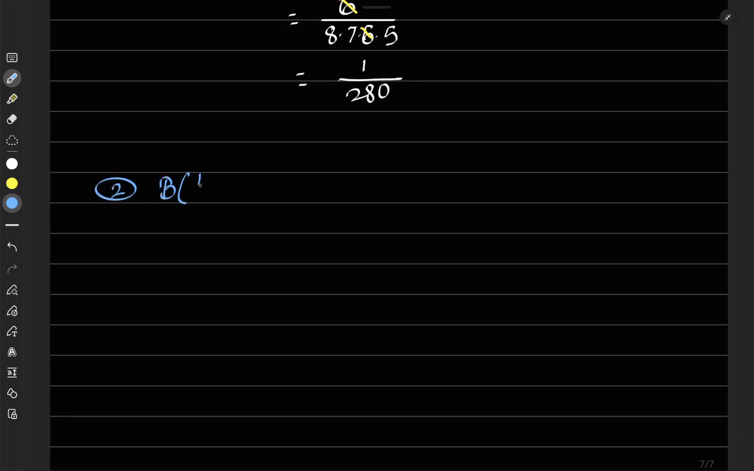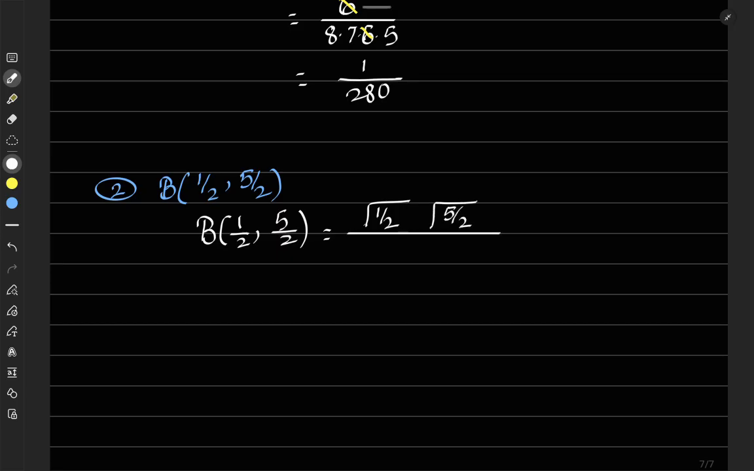Again we will evaluate some beta of half comma, let's say 5 by 2. So to evaluate beta of 1 by 2 comma 5 by 2, we will use our formula beta m, n is gamma m into gamma n divided by gamma of m plus n, but 1 by 2 plus 5 by 2 is 3.